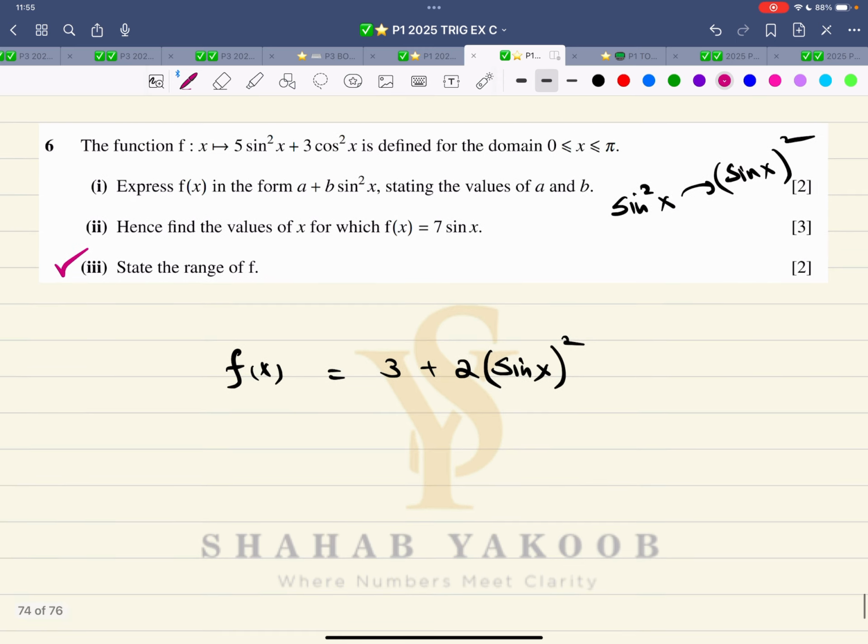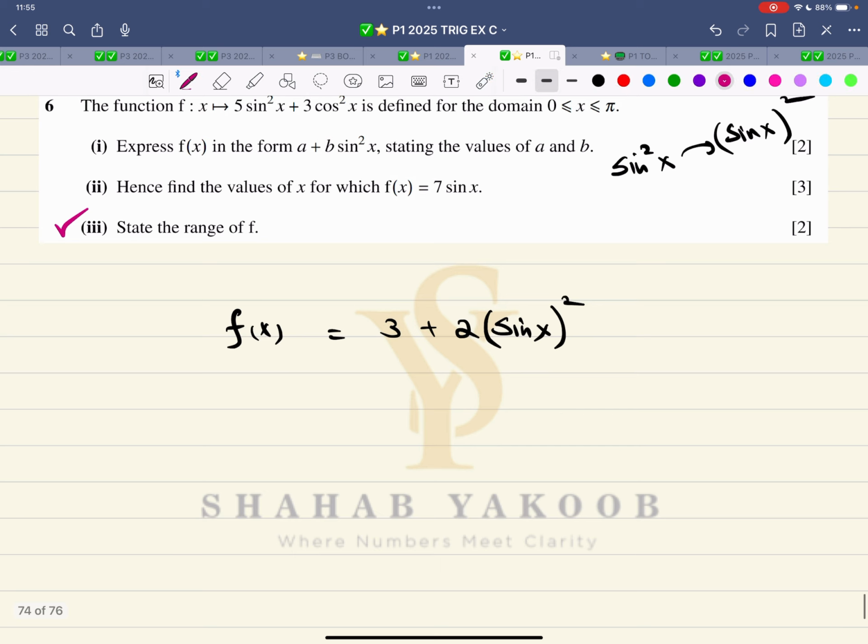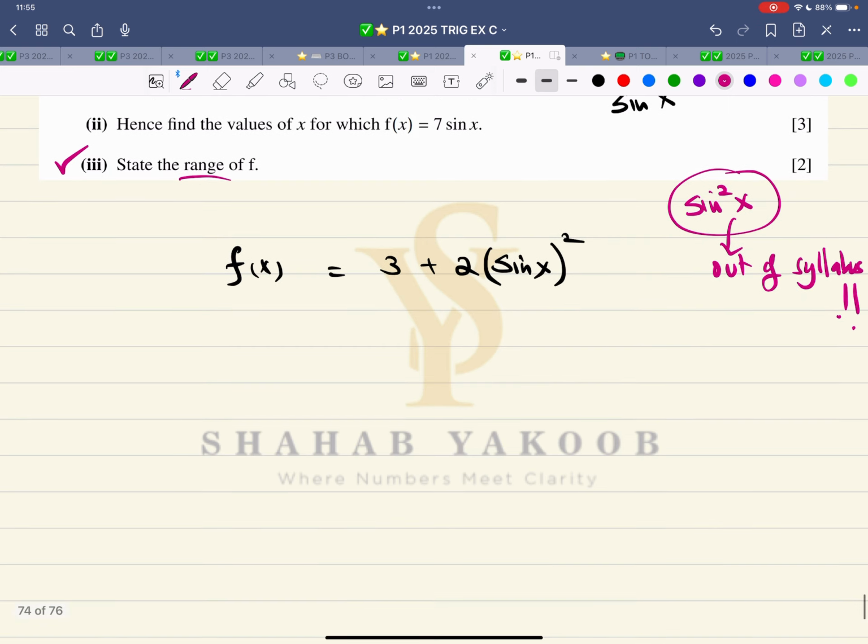Now first of all, we can draw the graph of sine, we can do the transformation, we can draw the graph of cos, we can draw the graph of tangent and so on, but we cannot draw the graph of sine square x. So this graph is out of syllabus. Then how come they are asking this question about the range? That means we have to find a way out.